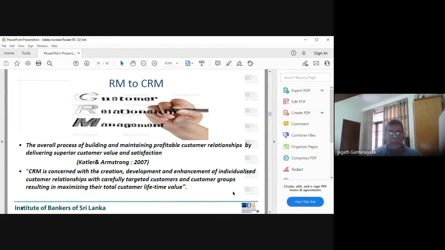So customer relationship management is basically creating, developing and enhancing relationships with our carefully targeted customer groups, and keeping them for their customer lifetime. We don't allow customers to go.